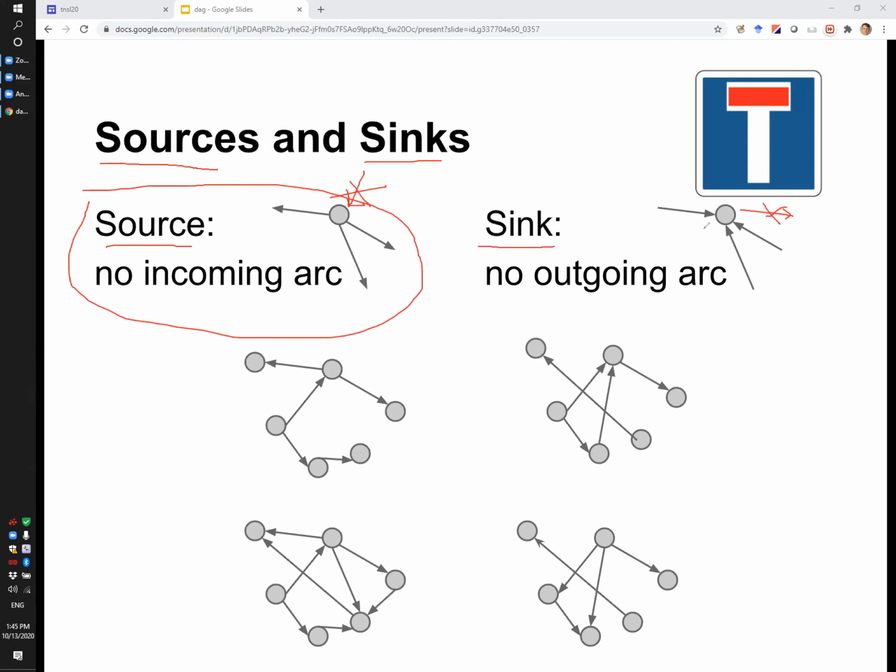Question is, how do we use the, well, let's say the sources in numbering? Remember that we want to number the nodes so that the graph is topologically sorted, so that every arrow, every edge goes from a lower number to a higher number. Question: what numbers would be okay to use for the sources?